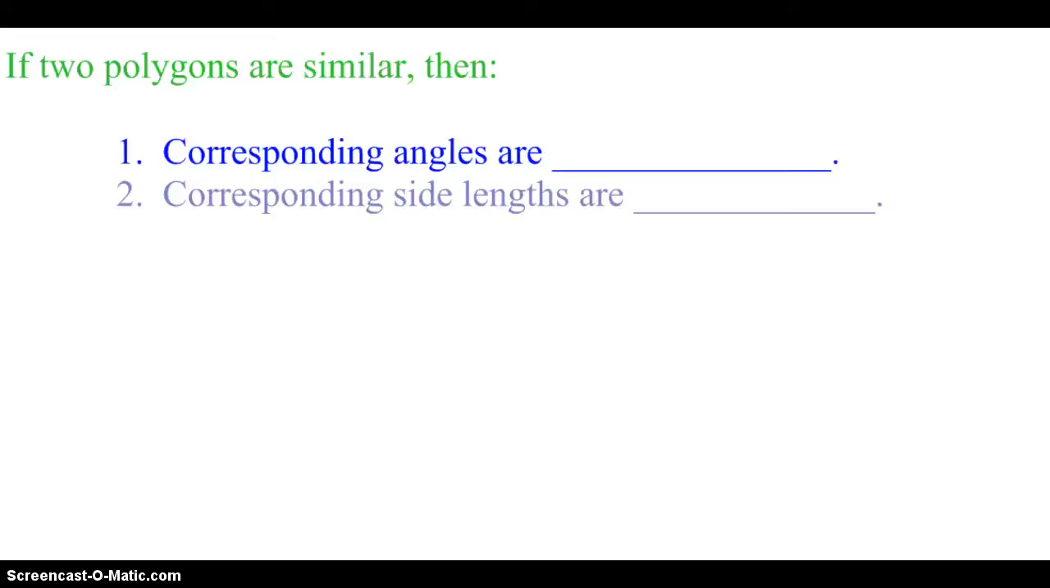So let's do a little recap of what we know about similar polygons. So we know that two polygons are similar if both things are true, right? The corresponding angles need to be what? That would be congruent, right? Corresponding angles must be congruent, and the corresponding side lengths, if they are similar, need to be proportional.